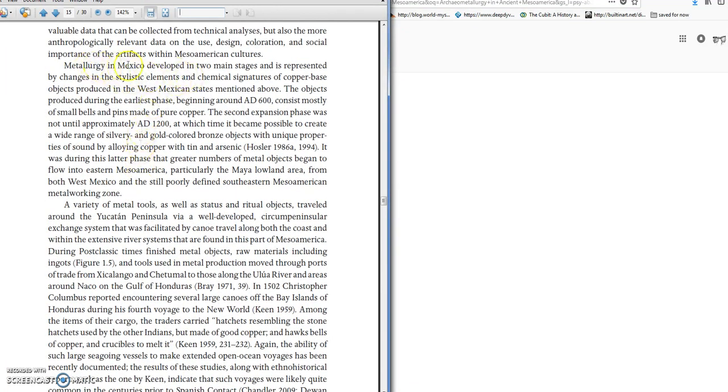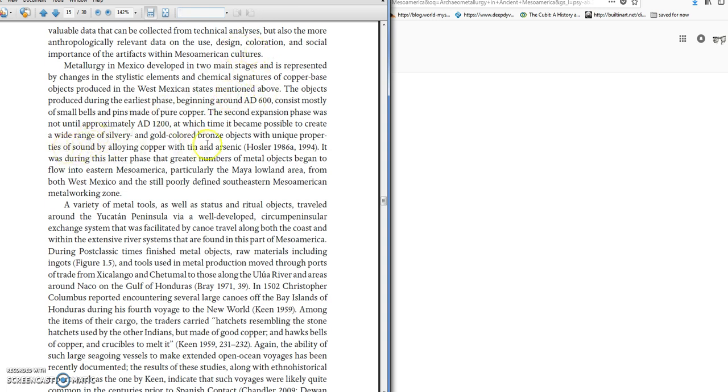Okay, so metallurgy in Mexico. The objects produced during the earliest phase, beginning around AD 600, consist mostly of small bells and pins made of pure copper. Now, ding, ding, ding, that rings a bell, a warning light. This would not be the earliest period of it, because if they've got pure copper, that would suggest they understand how to purify the copper ore.